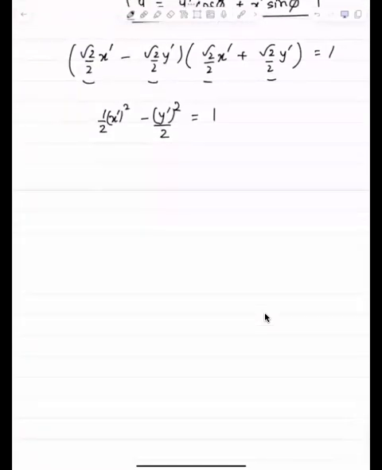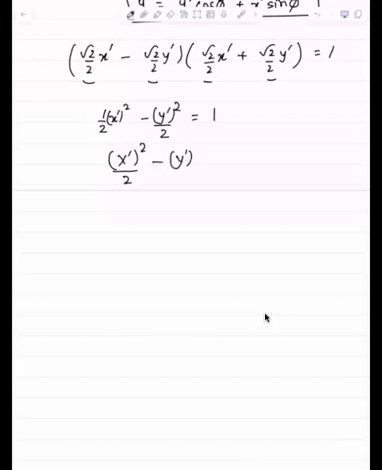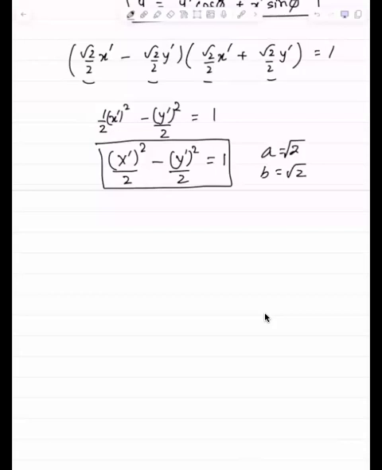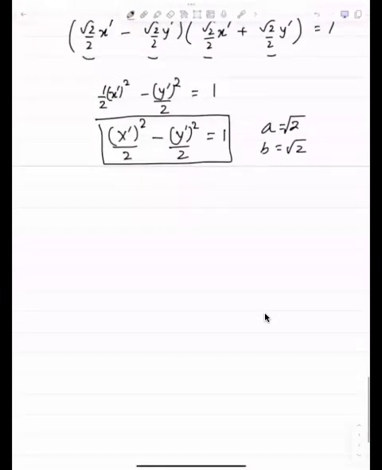Look at this. This is our good old hyperbola, right? x prime squared over 2 minus y prime squared over 2 equals 1, where our a is the square root of 2. B is also the square root of 2. So we can actually just sketch this right away.